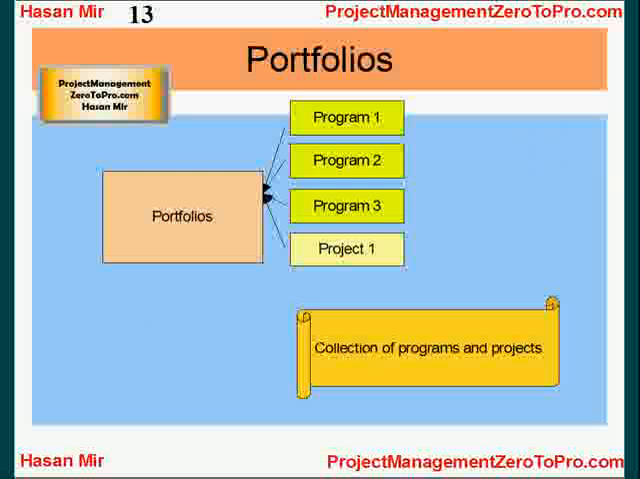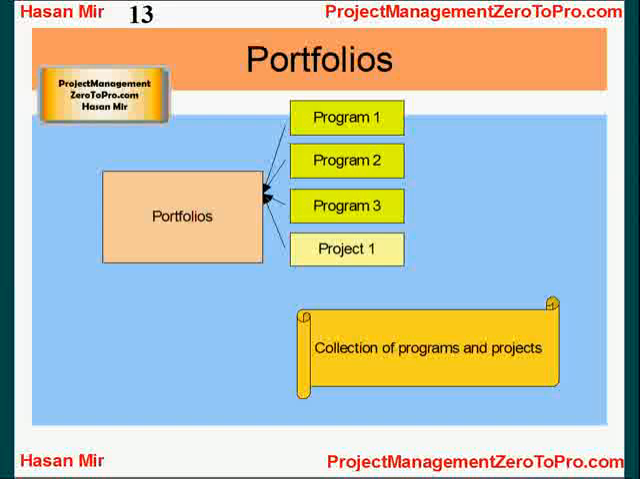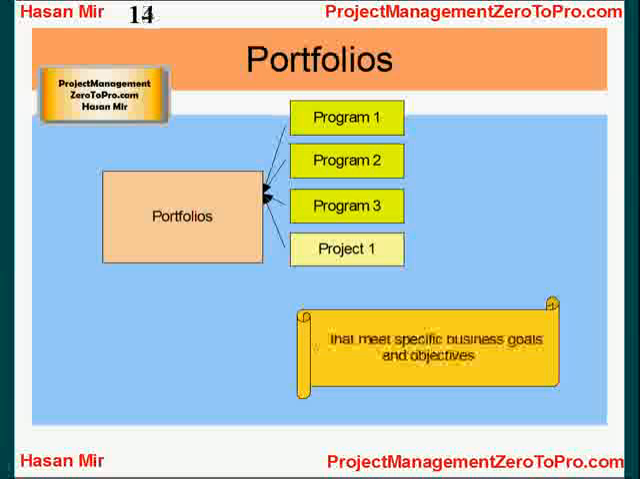Now let's talk about portfolio. What is a portfolio? A portfolio is simply a collection of programs and projects. We know what a program is: a collection of related projects. A portfolio is a collection of programs and could also contain individual projects as well. The purpose of the portfolio is to meet specific business goals and objectives of the portfolio. So portfolio management would be geared towards meeting the goals and objectives of the portfolio.